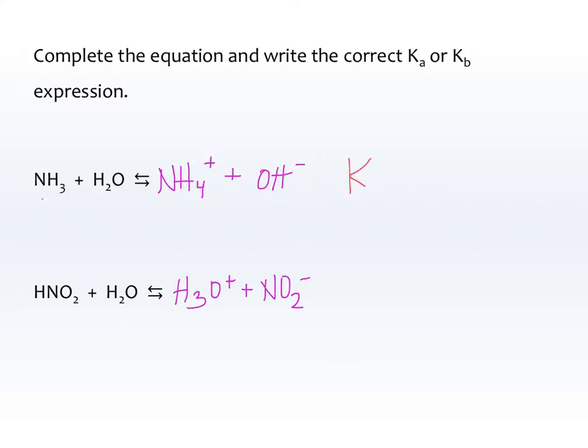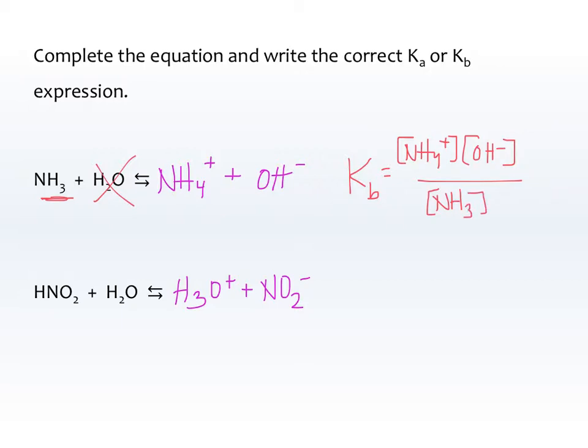In this reaction, NH3 is a base because it accepts a hydrogen, so this will be Kb instead of Ka. And its products, NH4 plus times OH minus, divided by reactants. Ignore water completely because it's a pure liquid. So the only reactant that really matters to us is the NH3. So that is your equilibrium constant expression, or your base dissociation constant expression for NH3.